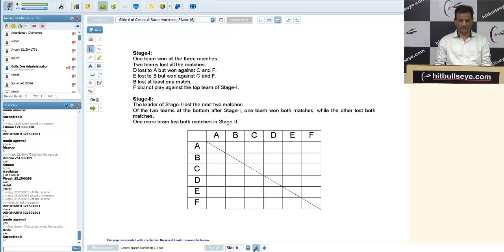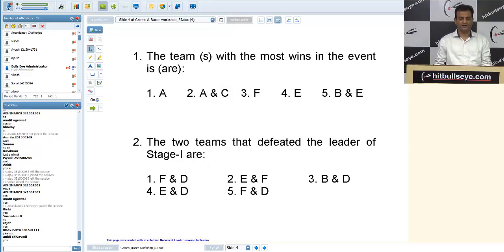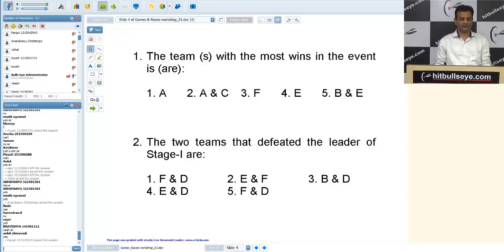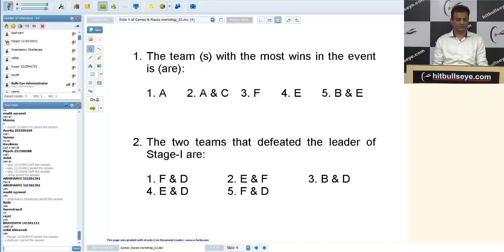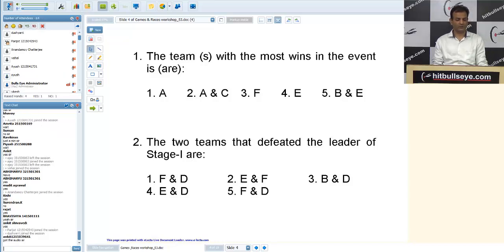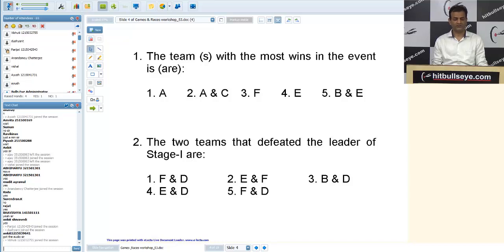Okay, now these are the questions. Teams with the most wins in the events are. So write down your answer for 1 and 2. What should the answer be for question 1? The team with the most wins in the events are.